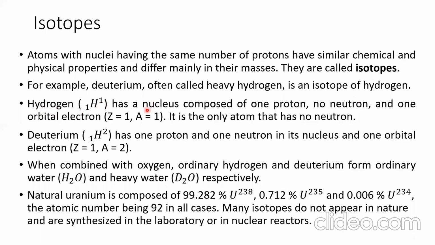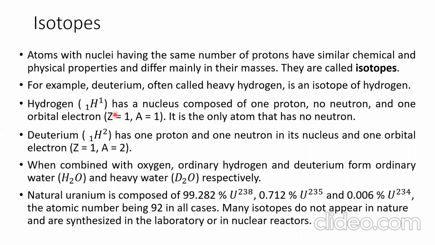It has a nucleus composed of one proton. This subscript 1 denotes the atomic number, which is equal to the number of protons, equal to 1, and the superscript 1 on the head of H denotes the mass number, meaning the addition of the number of protons and neutrons. Hydrogen has no neutron, so the mass number is equal to the atomic number. It has a nucleus composed of one proton, no neutron, and one electron. That is, Z is equal to 1 and A is equal to 1.